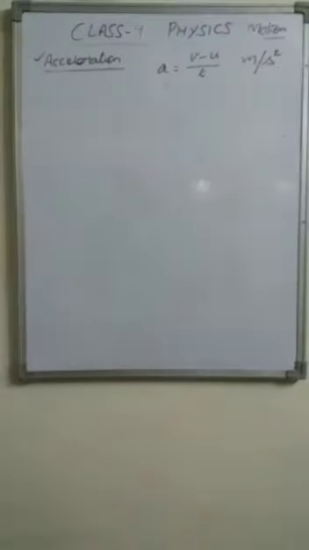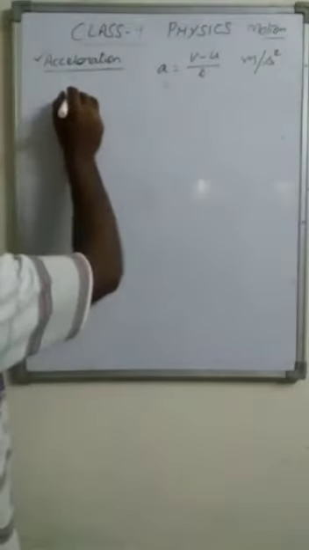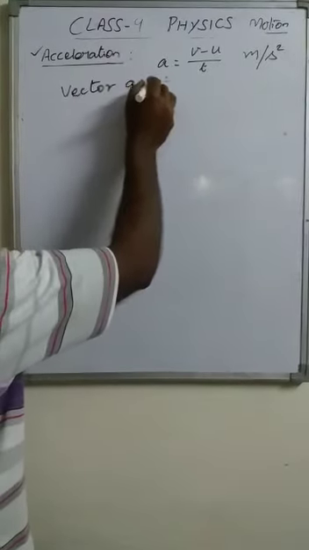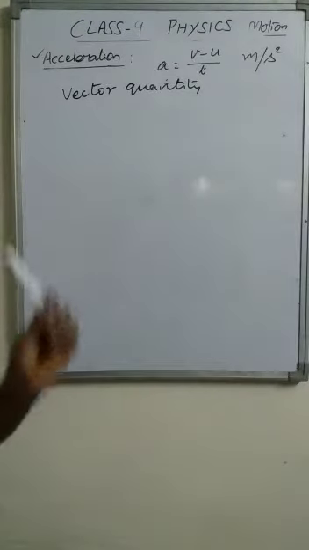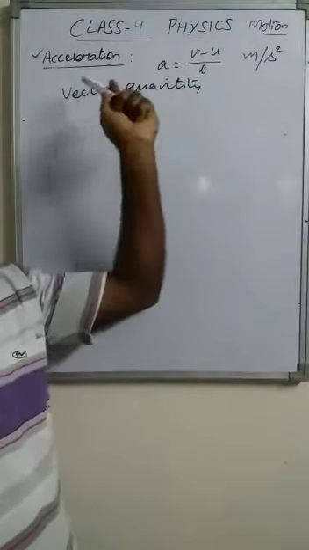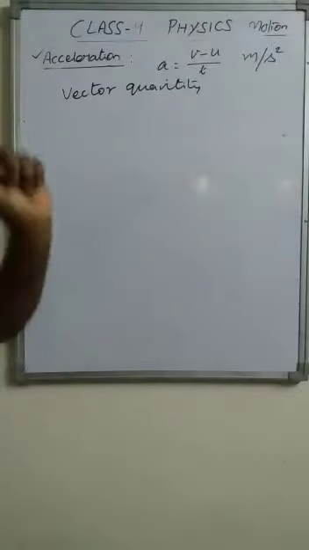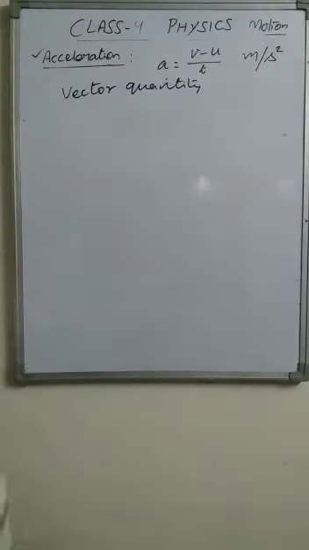And then this acceleration is a vector quantity. You must know what is a vector quantity, because in the beginning we discussed about this. Vector quantities are those which are completely represented by magnitude and direction. This acceleration is also a vector quantity. Then what is its direction?